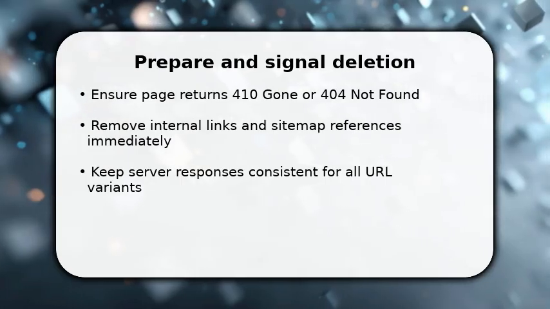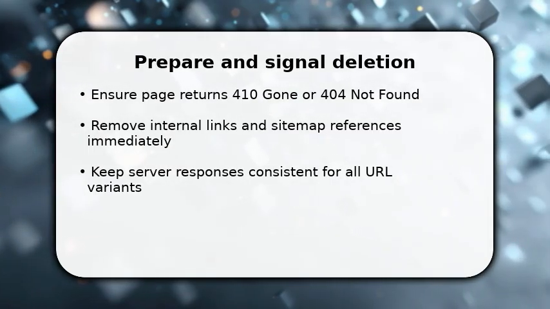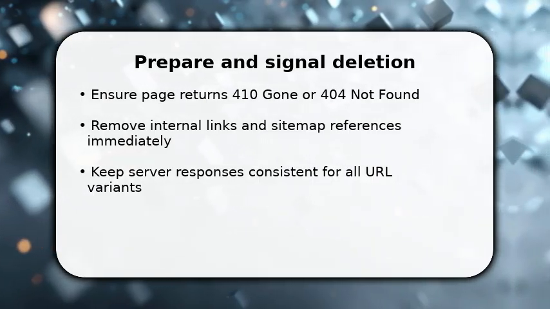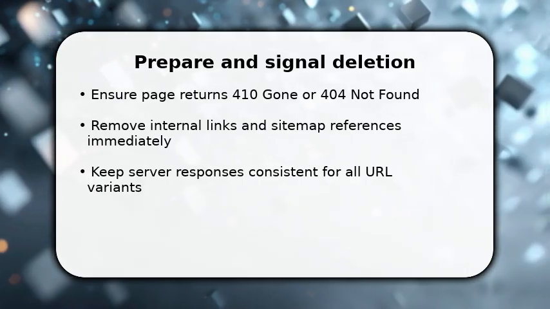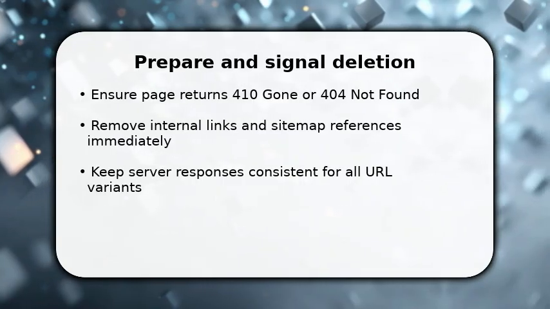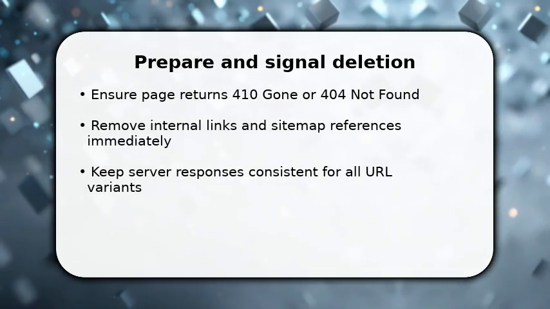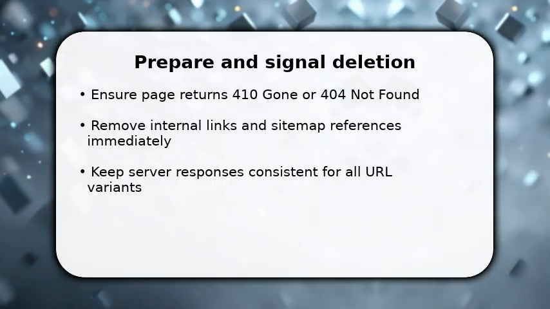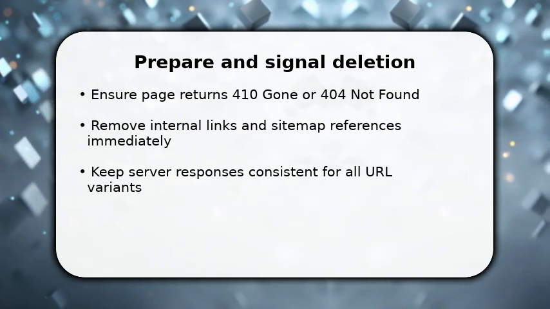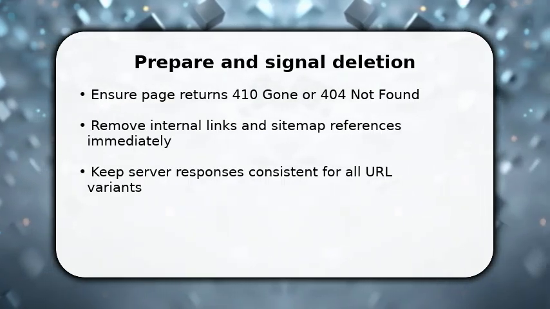You start by making the deleted URL actually unreachable. Configure your server to return a 410 Gone, preferred, or 404 Not Found. Once done, remove every internal link and strip the URL from XML sitemaps so Google stops discovering it. Make sure both www and non-www, HTTP and HTTPS versions return the same 410/404 response. Inconsistent signals delay removal and confuse crawling behavior.